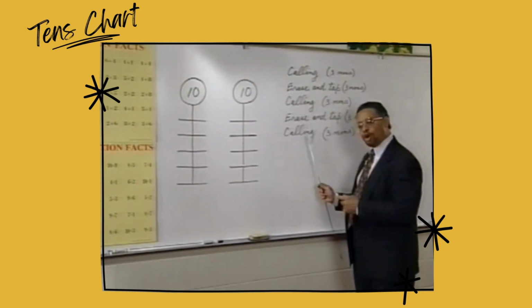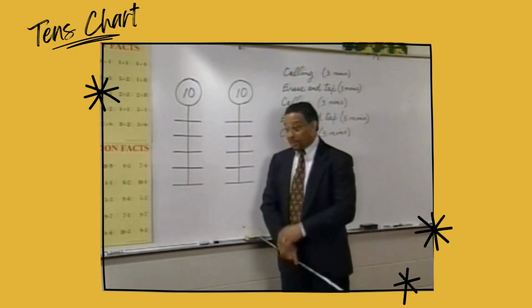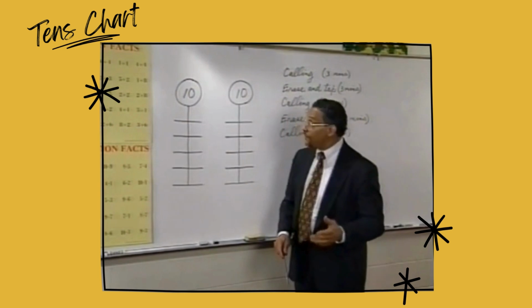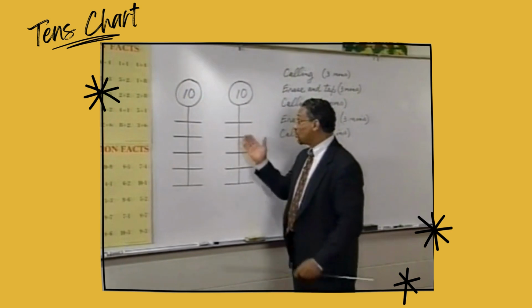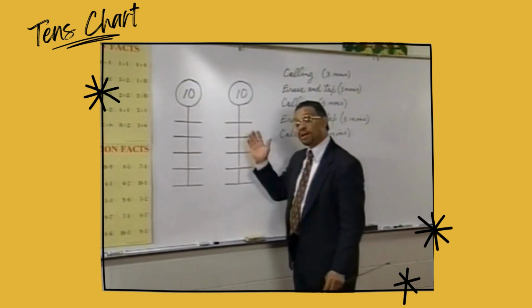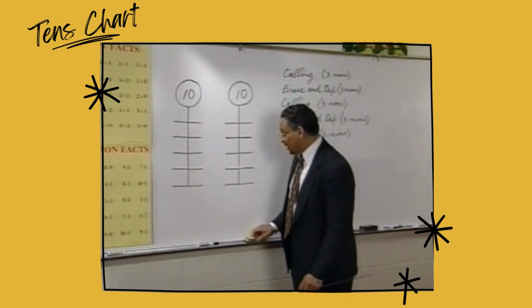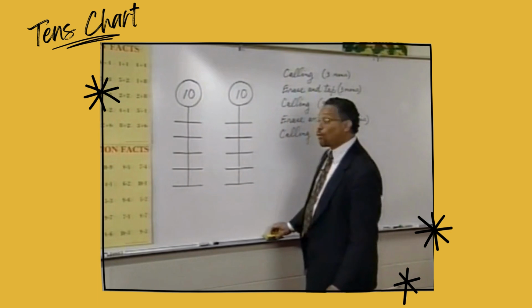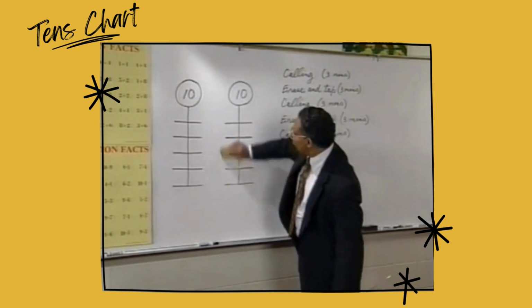Now it's back to calling, and all the numbers are gone. You say 3, they say 7. You say 5, they say 5. You say 1, they say 9. So we've gotten to the point where all the numbers are gone, and they know what number is in each place. Now, you might say, well, what's the value of this? Well, watch and see. Let me erase one of these.